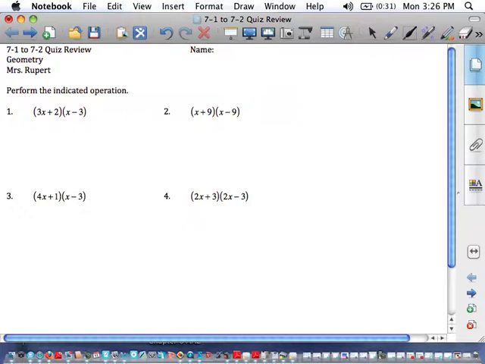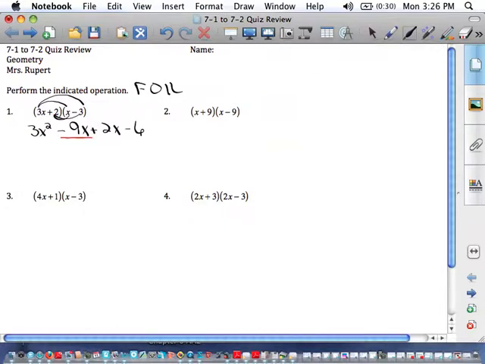Remember, you're multiplying two binomials, so we can use that word FOIL, first, outer, inner, last, to help us multiply these binomials. First, so I have 3x times x gives me 3x squared. 3x times negative 3 gives me minus 9x. 2 times x gives me plus 2x. And 2 times negative 3 gives me minus 6.